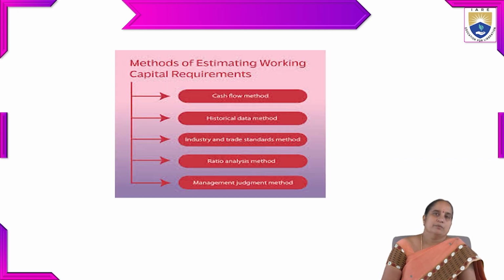Then the methods of estimating working capital requirement. There are different types of methods. One is the cash flow method, second is the historical data method, third is the industry and trade standards method, fourth is the ratio analysis method, and fifth is the management judgment method. The companies may choose any one of these methods and try to evaluate the working capital requirements in the organization.